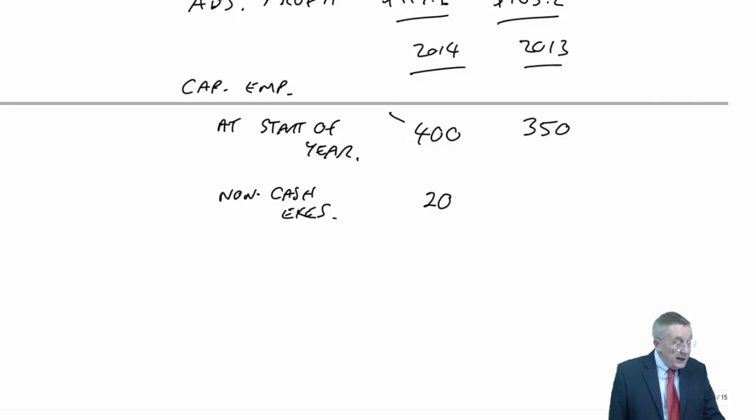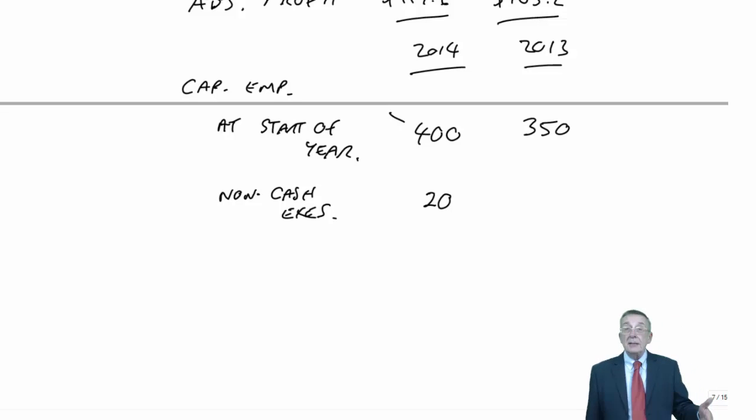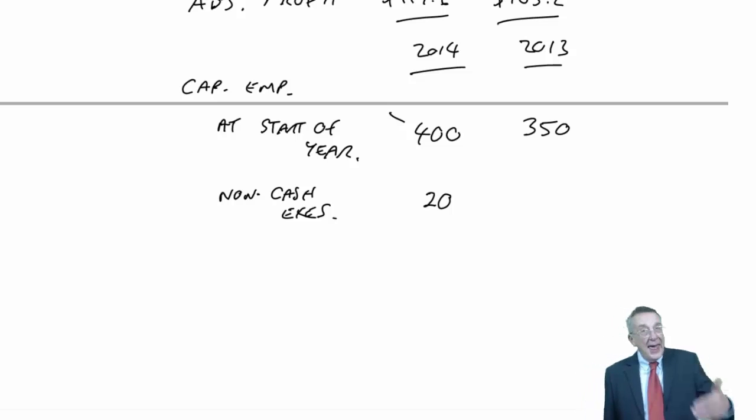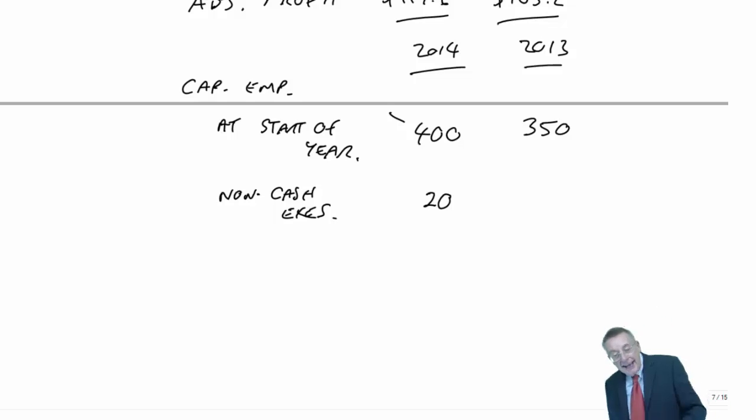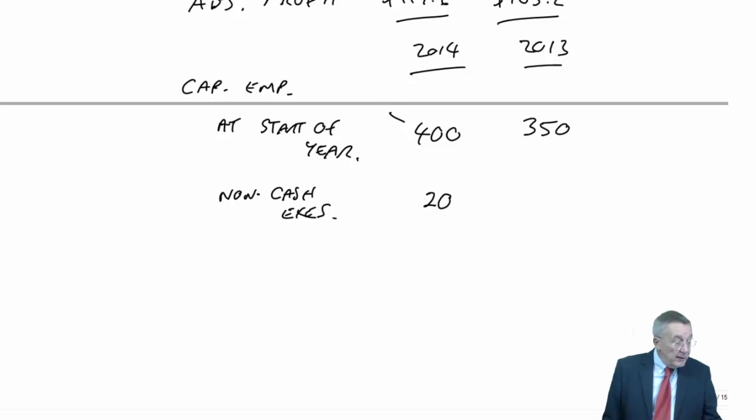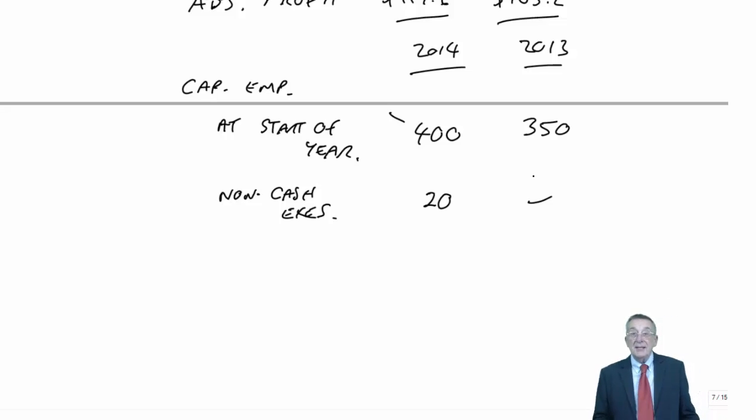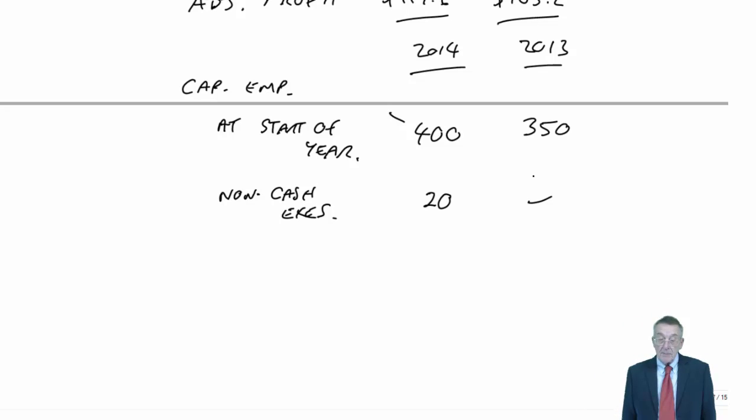I know there were non-cash expenses in... Have I got the right figure? Yeah. In 2014, there were non-cash expenses of 15 million, but they'll affect the capital employed at the end of 2014, which we're not interested in here. There's no mention of any non-cash expenses in 2012, so 2013 is unaffected by this.